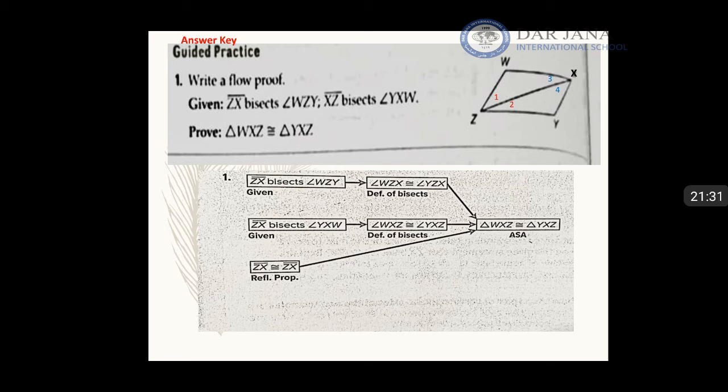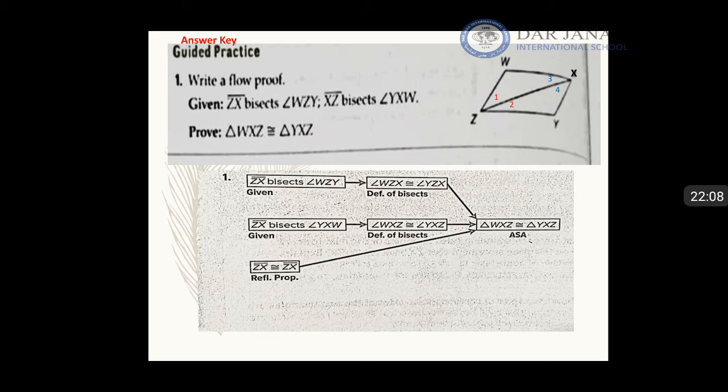So since ZX is the bisector, angle WZX is congruent to angle YZX, so angle 1 is congruent to angle 2. Also, ZX is the bisector of the other angle X up top, the big angle WXY. Because it's the bisector, it cuts it into two equal angles. WXZ is congruent to YXZ, so angle 3 is congruent to angle 4. So now we have two angles in the first triangle that are congruent to two angles in the second triangle. Also we have ZX is congruent to ZX itself, which is the reflexive property of congruence.